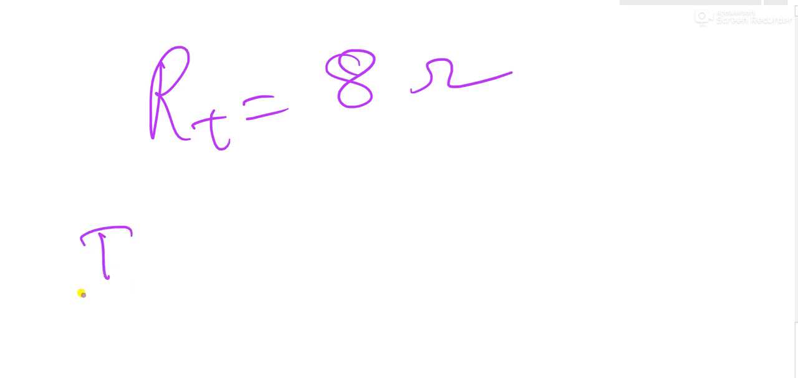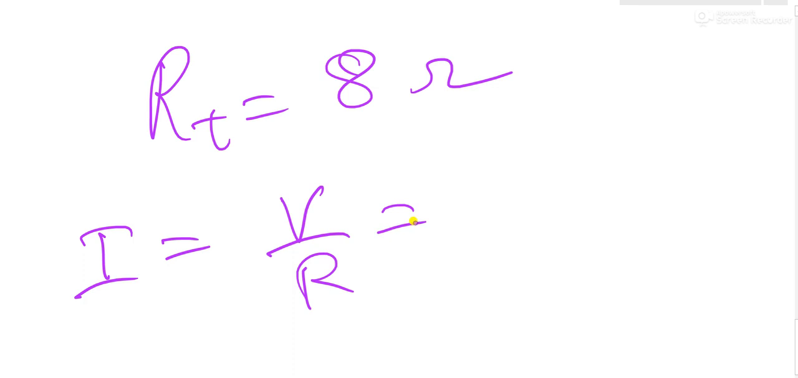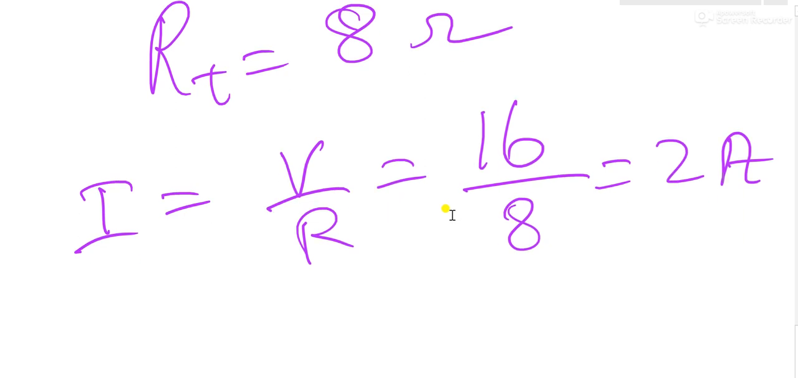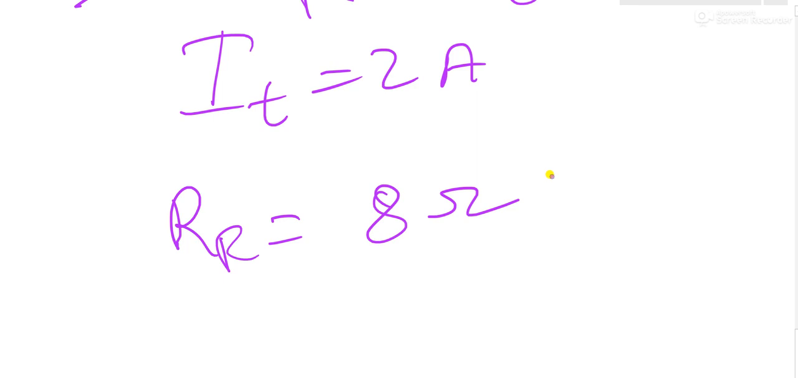Now what is the total current? V is equal to IR, so I is equal to V by R. V in this circuit is 16, R is 8. So I get 2 ampere as the total current. So the total current is 2 ampere, and the total resistance is 8 ohms.